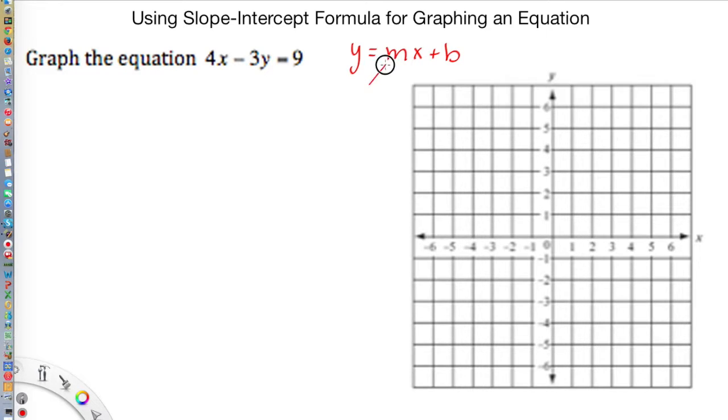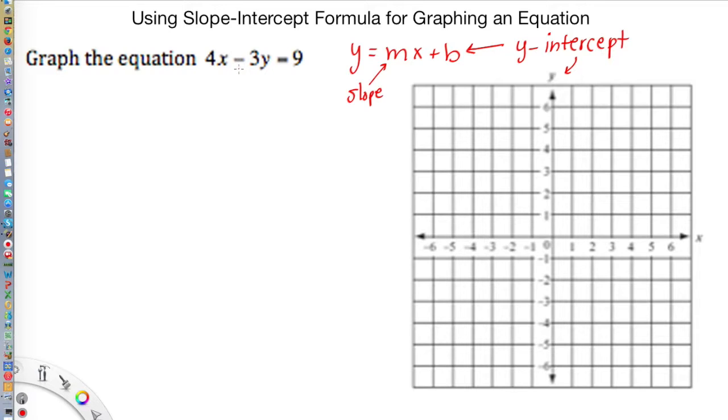For example, the m represents your slope. Whatever coefficient is connected to your x variable is going to be your slope. It might be in fraction form, or it may just be a whole number or an integer of some sort, but that will represent your slope. And the b represents your y-intercept, the point at which your line will intersect your y-axis. That's this axis right there that goes vertically up and down.